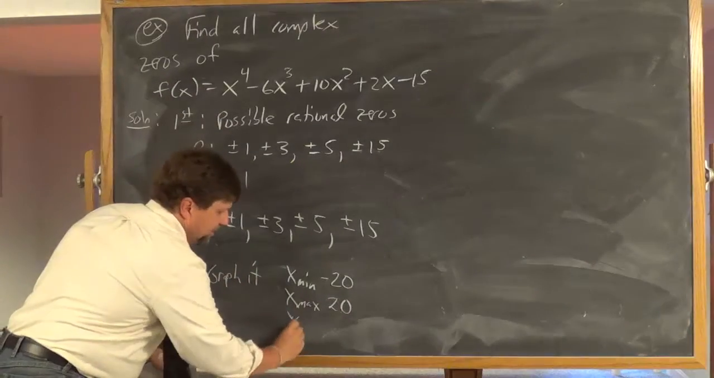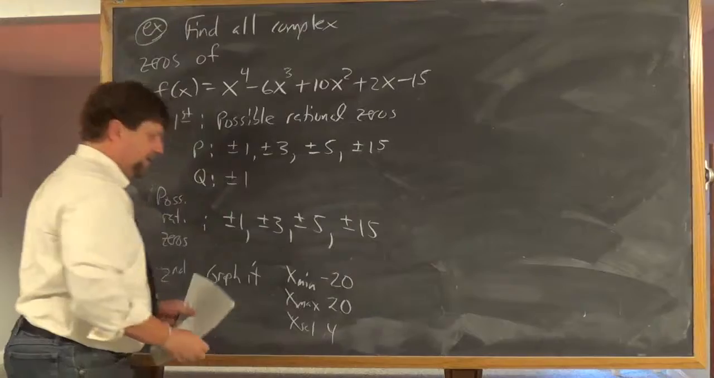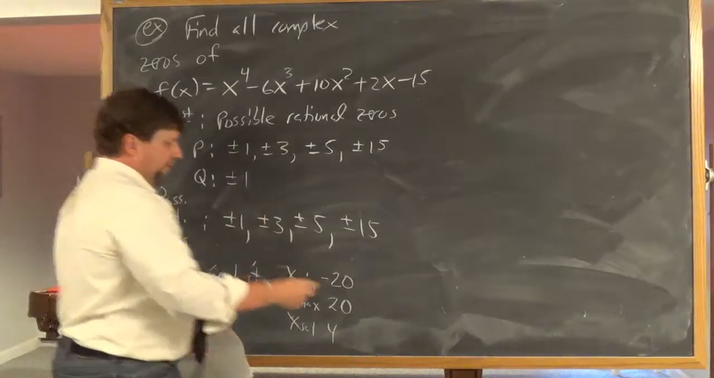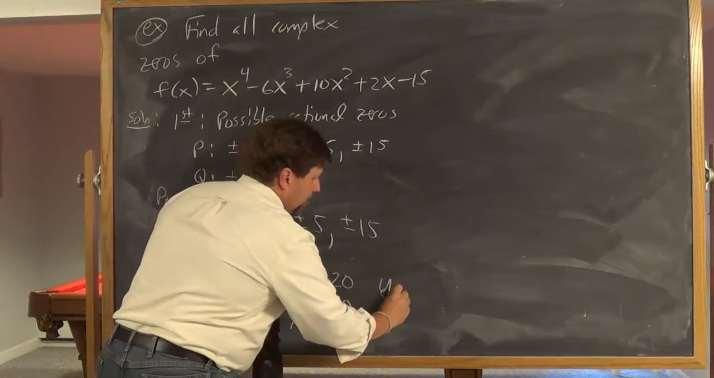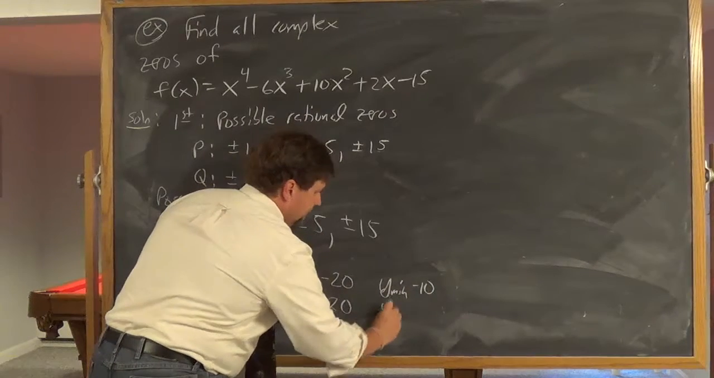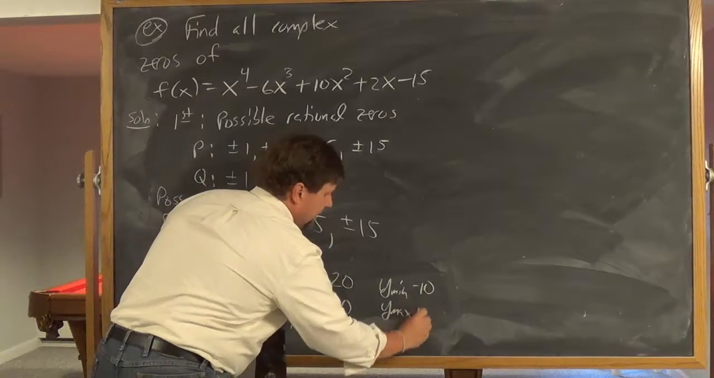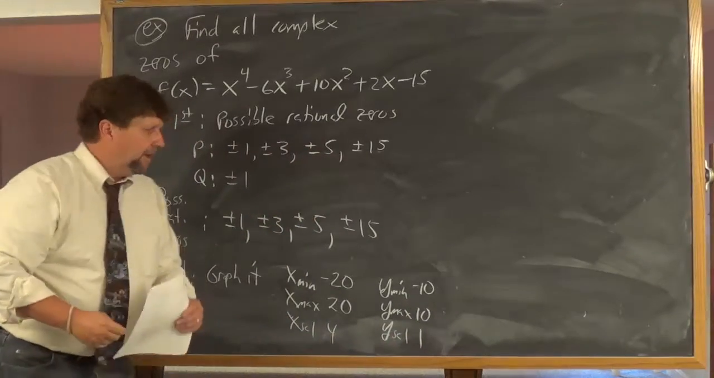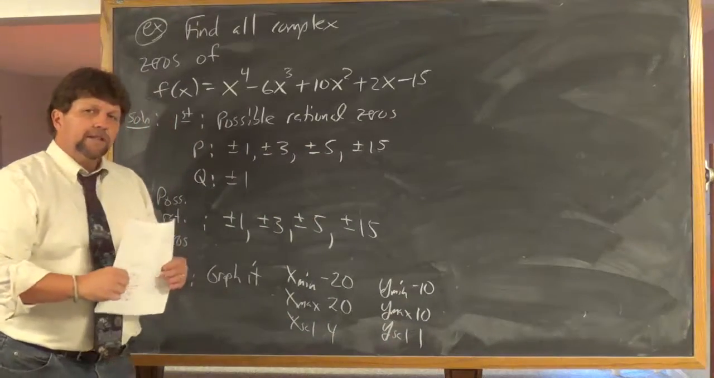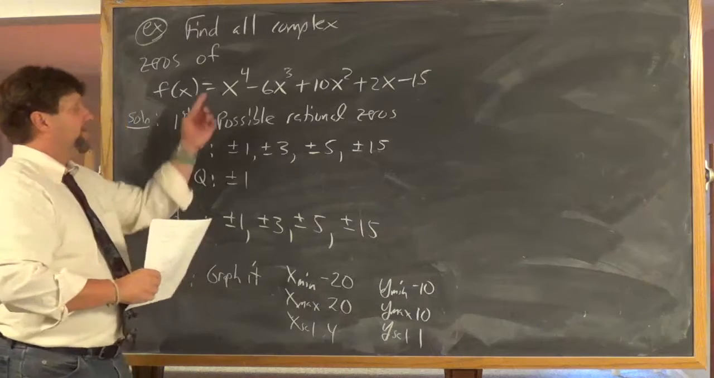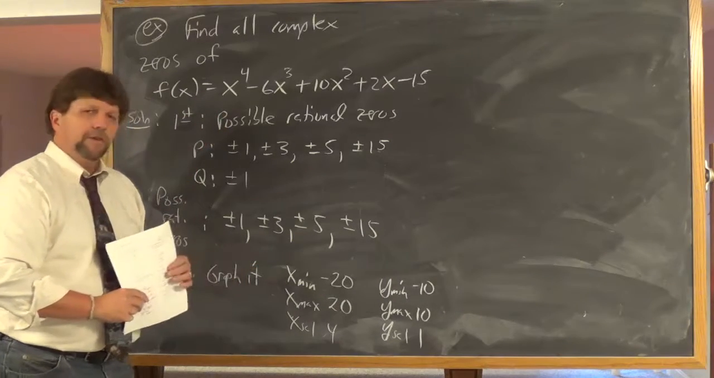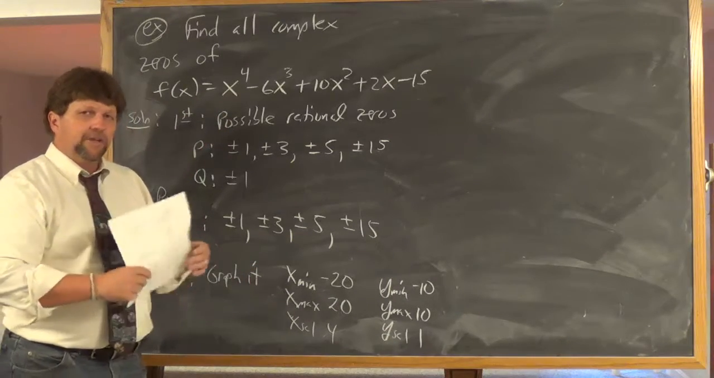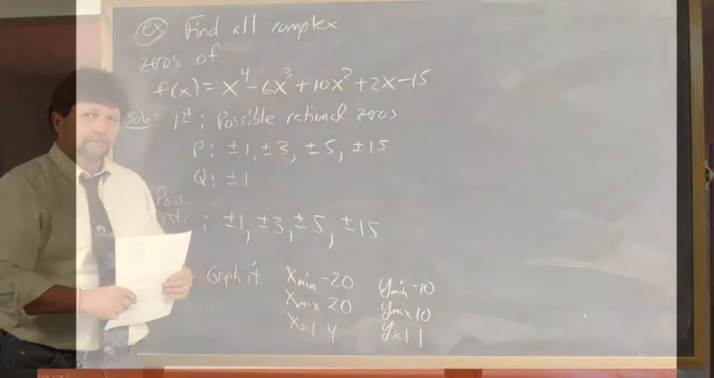And I'll end up scaling my x-axis by 4s. For the y-axis, I'm going to have a y-min of negative 10. I'll do a y-max of 10. And I will scale my y-axis by 1s. So what I'm going to do right now is I'm going to get my graphing calculator. I'm going to graph this function in this viewing window and show you how I would proceed from there.